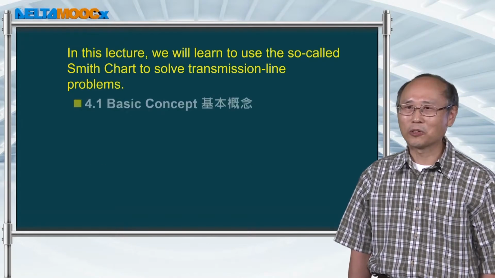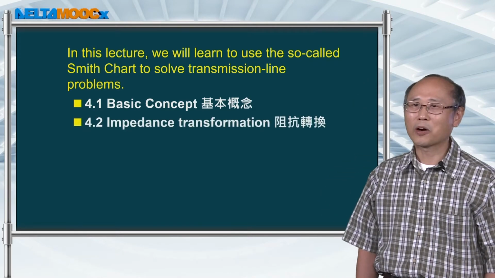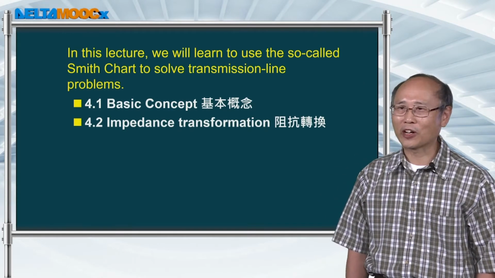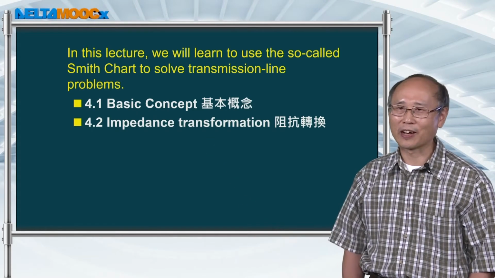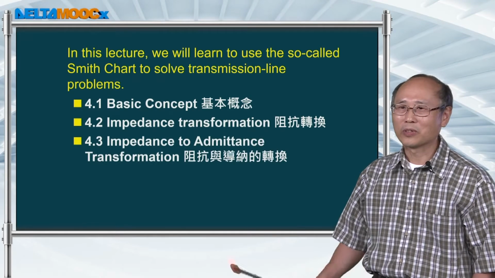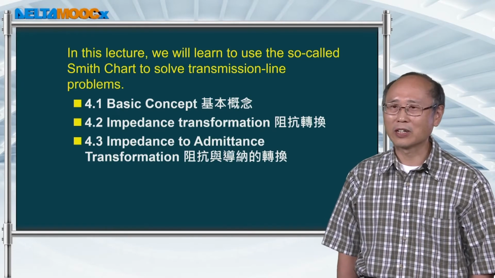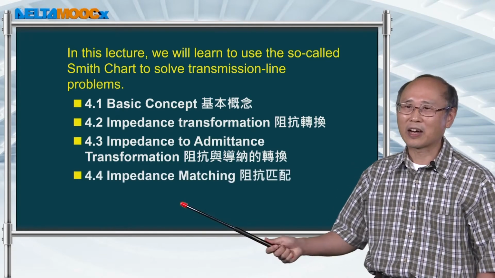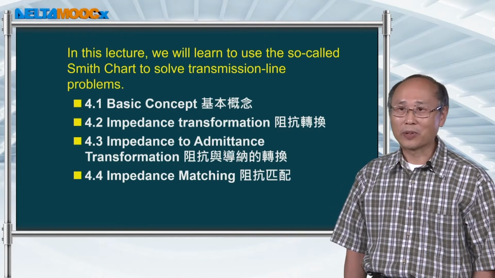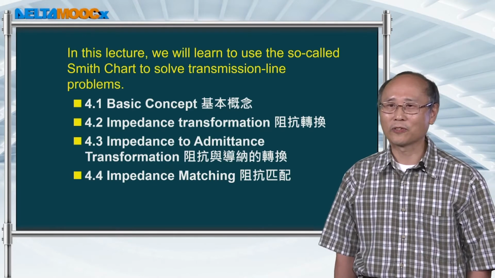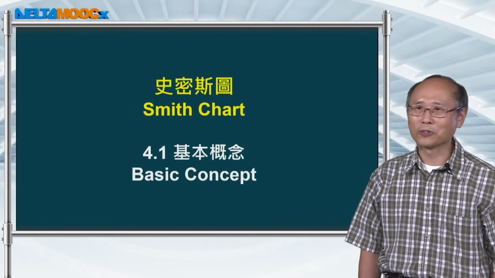As usual, we're going to begin with a few basic concepts. Then we start to work on this Smith chart to figure out, for example, impedance transformation for a line. We also introduce the admittance because this is quite useful for a parallel circuit. Finally, we want to see some examples of impedance matching so that you don't get reflection from a transmission line. And finally, I'm going to give you a few reviews.